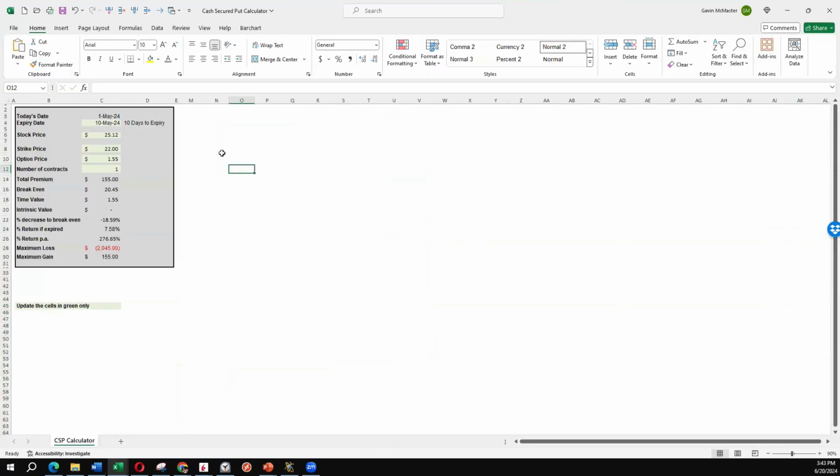At the time, we looked at my little cash secured put calculator that I have in Excel. So we put in the stock price, the expiration date, the strike price, the option premium, number of contracts, and that gives us our margin for error, our decrease to our break-even price, and also our annualized return, which is obviously quite large because it's a very short-term trade with very high implied volatility. So let's move forward and see how the trade worked out.